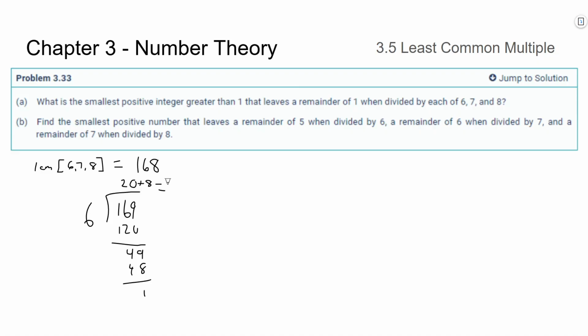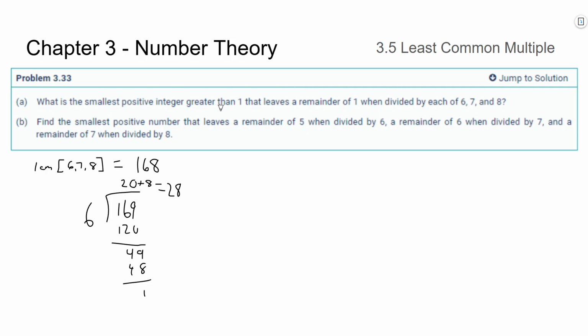So 28 times 6 was 168, right? Which means 169 would go in 28 times with the remainder of 1. And the same thing would happen for 7. We're not going to divide it all out, but it would be 7 times some whole number with 0 remainder to get to 168. So that would give us a remainder of 1 if we were at 169.